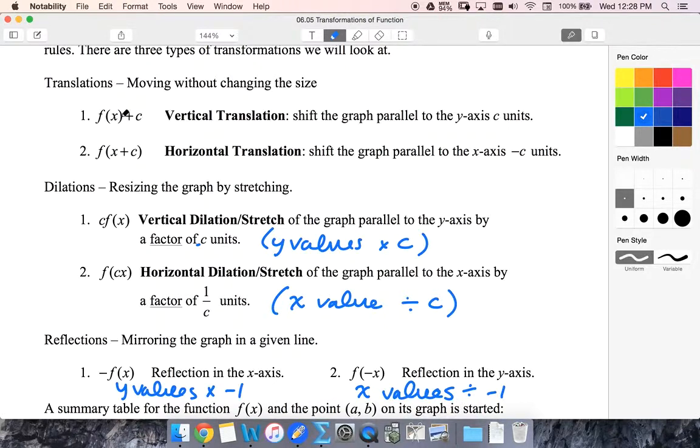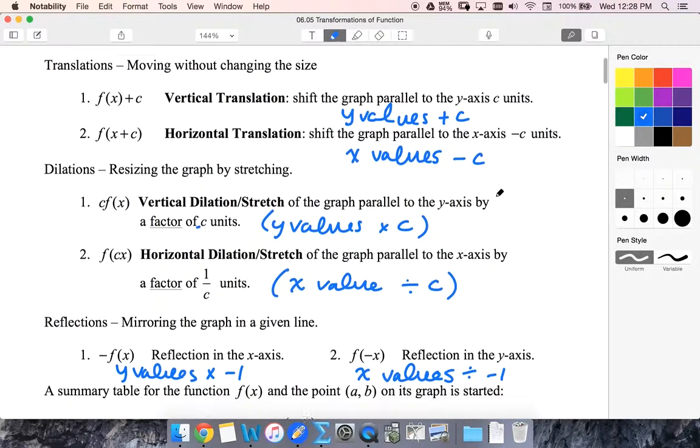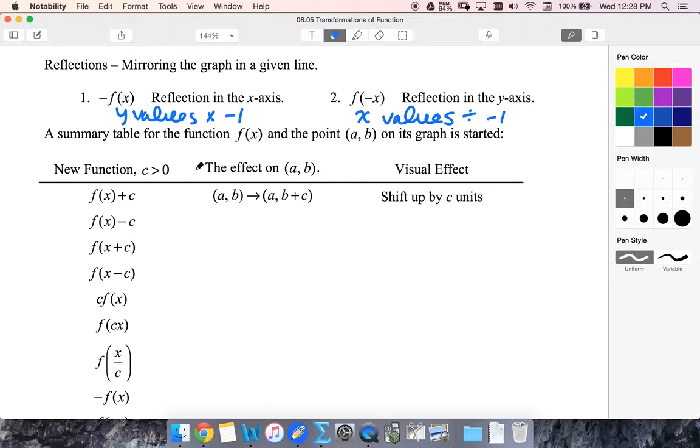In this case, moving it up or down, I'm taking my y values and I'm adding c. Here I'm taking my x values and I'm subtracting c. So let's think about this in terms of points. If I started with any random point on my graph f of x, (a, b), if I applied this translation, I take the y coordinate and I add c. I am leaving the a alone. The x value is not affected. It's only the y value that's affected.